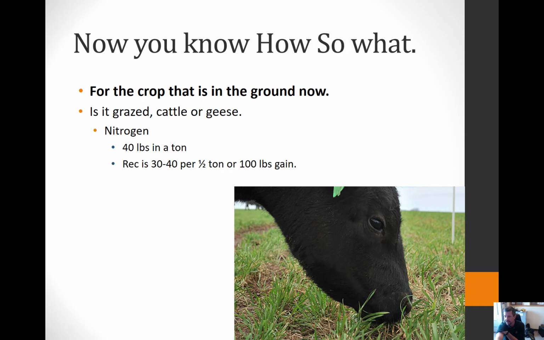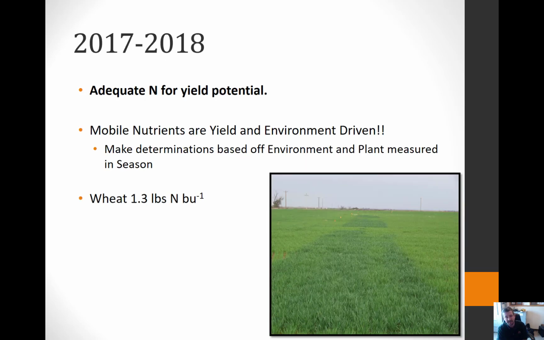Potential. How do we look at this? Don't forget about the grazing. Don't forget about geese. This is a slide I used back in January. Just keep these things in mind. Make sure you have adequate nitrogen for yield potential. Even now, we still got some wheat that's out there that's got a yield potential. And keep in mind that wheat is going to use 1.3 pounds of N per bushel. But we can do better than that.